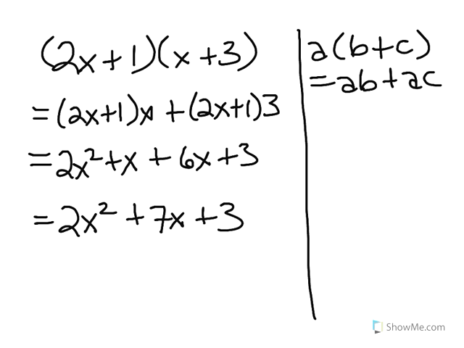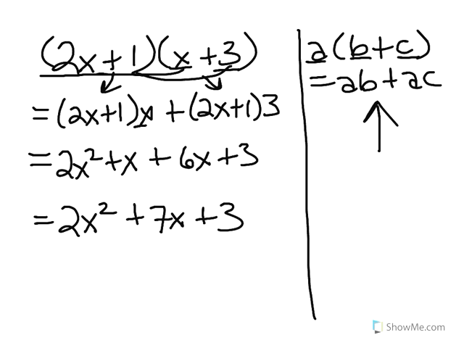Again, note what we've done. We've used the distributive property twice. The first time, we treated 2x plus 1 as though it were a, and then x as though it were b, and 3 as though it were c, and then behaved accordingly. 2x plus 1 got multiplied by x to give us the first term, and then it got multiplied by 3 to give us the second term. Then we just did it again.